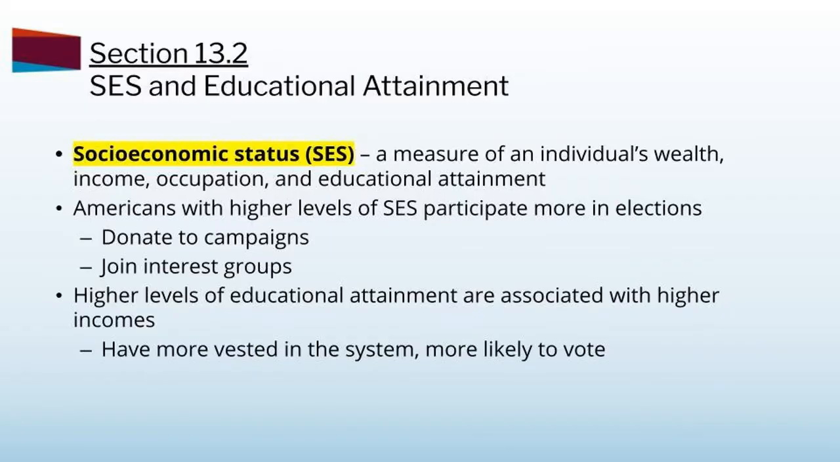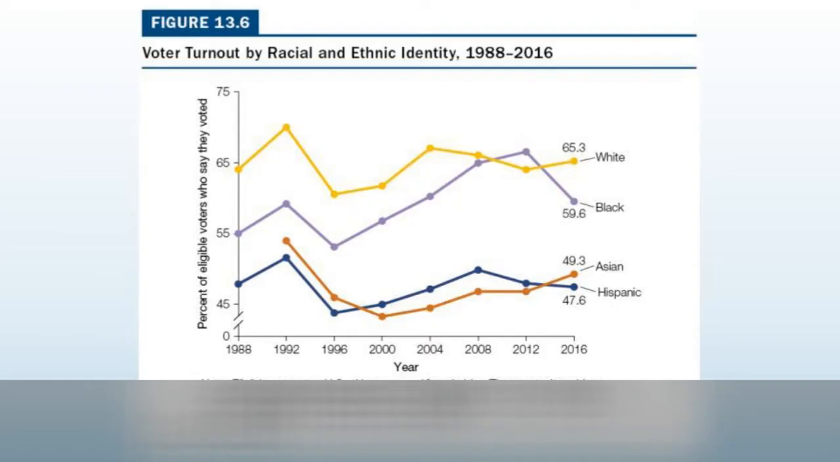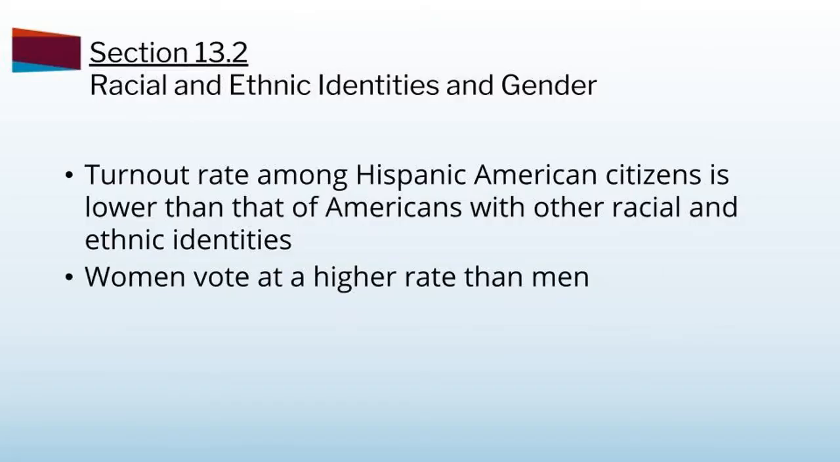When it comes to elections, typically those with higher socioeconomic statuses, which is a measure of an individual's wealth, income, occupation, and educational attainment, vote at higher rates than those who don't have quite as much money. When it comes to voter turnout by racial and ethnic identity, we see that white Americans have the highest rates of voter turnout, followed by Black Americans, Asian Americans, and then Hispanic Americans, who have the lowest rate of going out to vote. When it comes to voter turnout and gender, typically women actually vote at a higher rate than men do. So in summary, the people that go out and vote the most in elections are white, typically female, and have higher socioeconomic statuses, meaning they have more wealth and educational attainment. Oh yeah, and they're older.